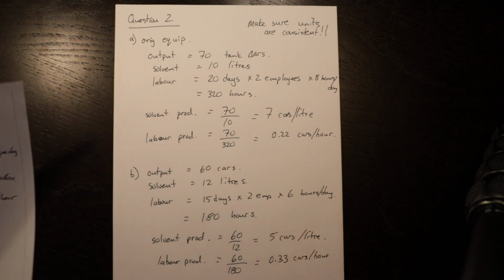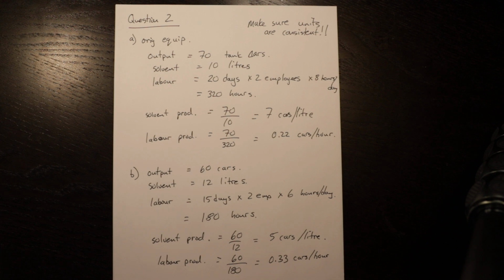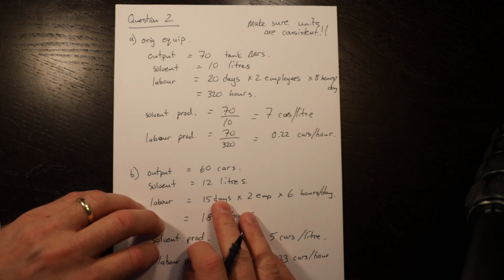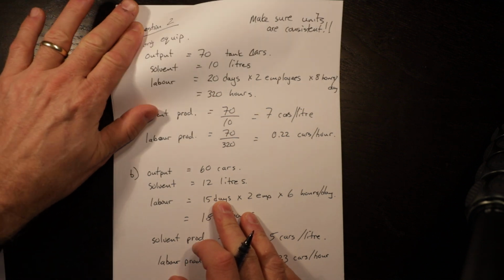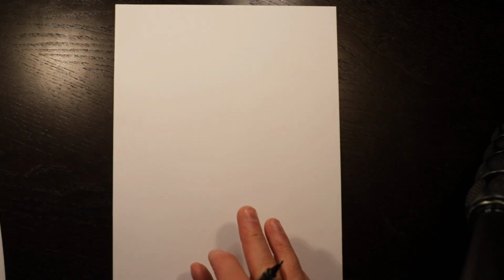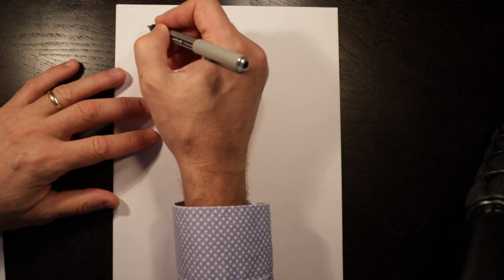Now, we cannot definitively say that one is better than the other because we don't know of the relative cost. We know we've gotten less productive on solvent and more productive on labor. And so if we wanted to do a more direct comparison, we could look at dollars, or more importantly, we could look at multifactor productivity, which we will do in the next question. But the last part of this question was, what was the percentage change? And we'll do that quickly.